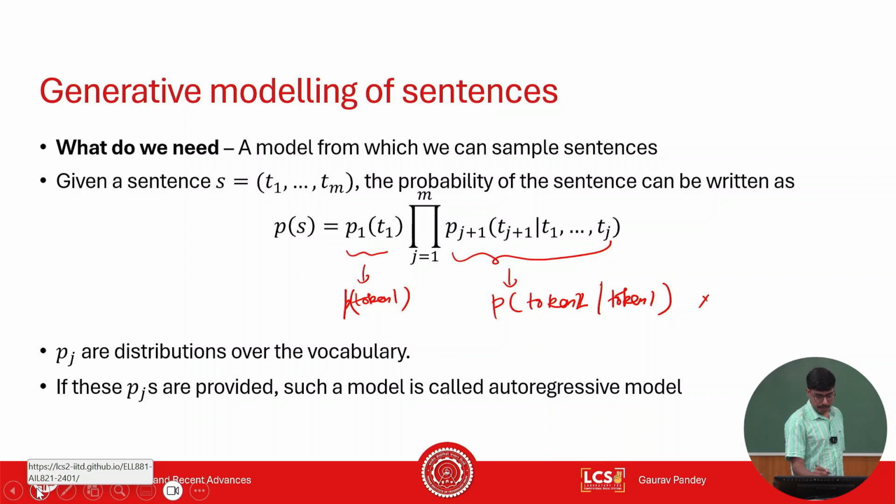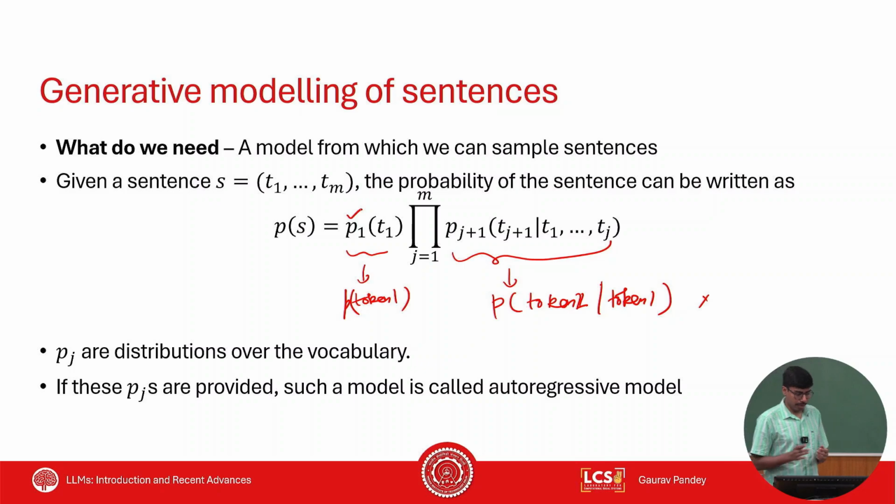And each of these PIs that you see here is a distribution over the vocabulary. The vocabulary size is generally around 50,000 or 100,000 or something like that. So these distributions can be thought of as vectors of dimension 50,000 or 100,000. My point is they are easy to sample from.